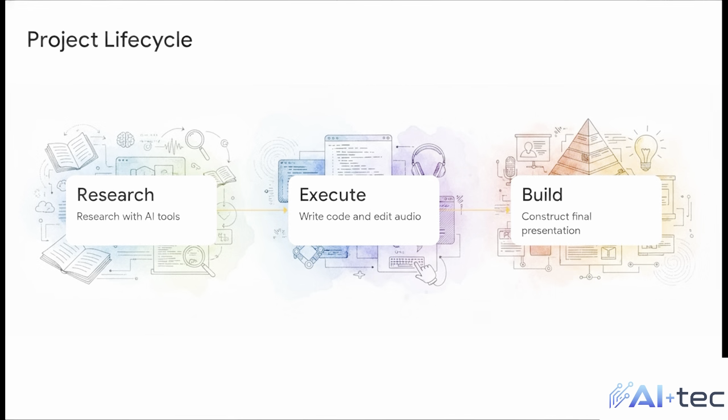Okay, so now that we have the models, we need a game plan, right? We're going to apply these platforms to a 3-step academic project lifecycle. Step 1 is the research phase. Step 2 is executing the technical details, things like code and audio. And Step 3 is building the final presentation. Let's walk through exactly how the AI+tec toolkit tackles each of these crucial phases.